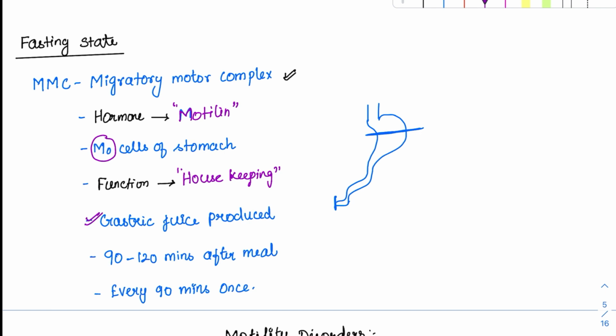And after how long does it happen? This happens 90 to 120 minutes after a meal. That is why people advise not to eat junk in between, because you need this amount of time span for the stomach to be completely clean.